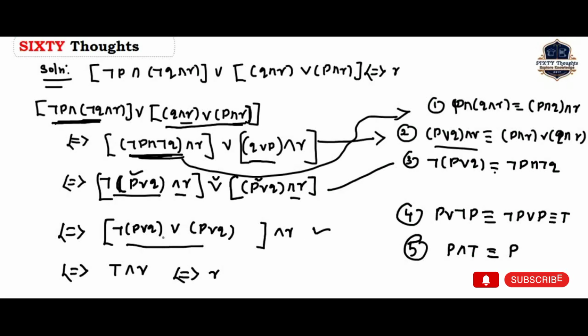After that, we simplify using the inverse property. What is the inverse law? P or negation P is equal to true. So we get T and R, that means true and R. Whenever you take true and R, we get R by using the identity property. Okay, so using the identity property, we get R. Therefore, the given statements are logically equivalent to each other.